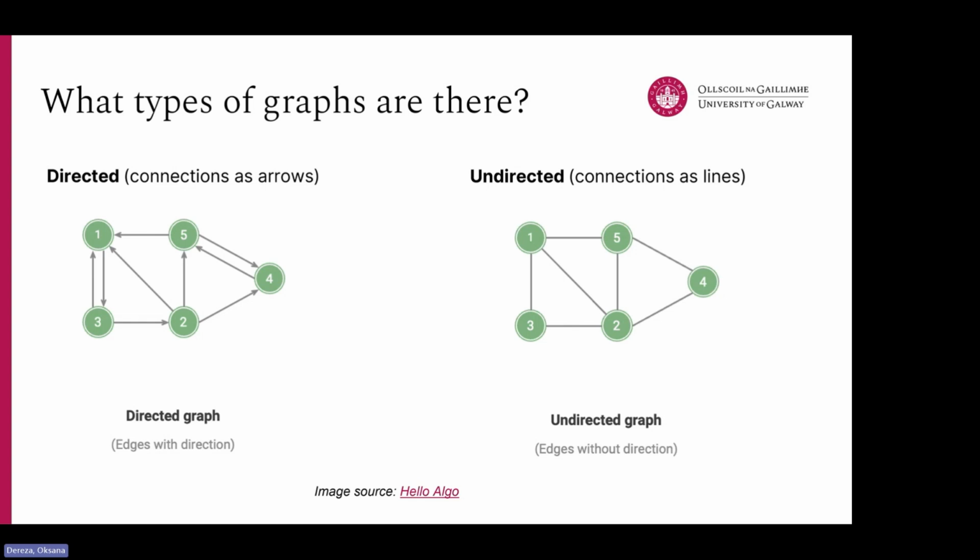So graphs can be of different types. I will not go into much detail in graph theory and network theory, just the basic notions that you may encounter. So graphs can be either directed or undirected. In a directed graph, edges have a direction. So the connection goes from one node to another, and you can just imagine these connections as arrows. In an undirected graph, connections don't have any direction, so you can just imagine them and visualize them as lines.